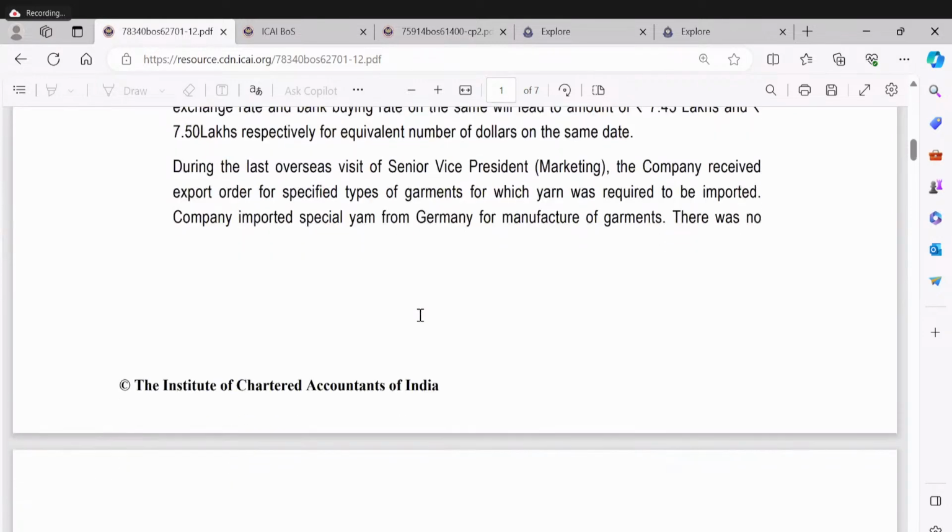That was, during the last overseas visit of senior vice president, the company received an export order for specified type of garments for which yarn was required to be imported. So company has got some export order and for which it has to purchase certain yarn. A special type of yarn has to be purchased and it has to be imported. It cannot be procured locally. So they have to import it. Now, what did the company do? Company imported that special yarn. This is a spelling mistake here. So it is actually yarn from Germany for manufacture of garments.